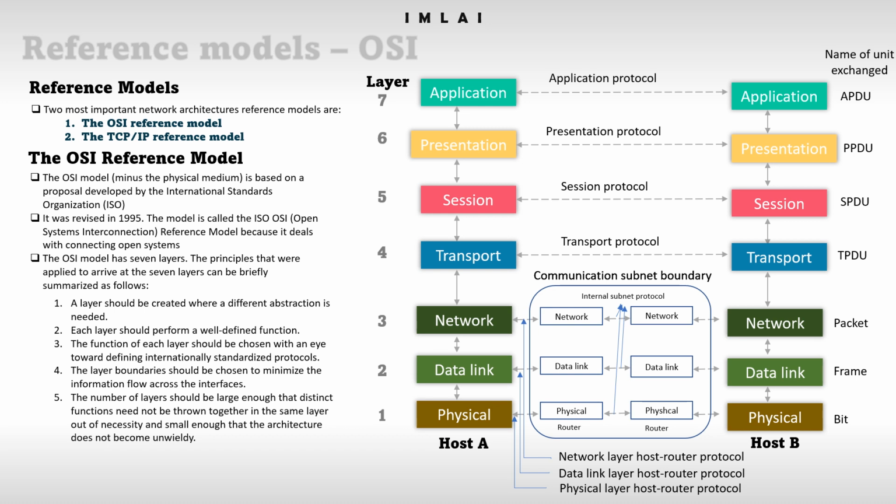And then the last but not the least, layer number 7, the application layer. The application layer contains a variety of protocols that are commonly needed by users. One widely used application protocol is HTTP, that is Hypertext Transfer Protocol, which is the basis of the World Wide Web, WWW. When a browser wants a web page, it sends the name of the page it wants to the server hosting the page using HTTP. The server then sends the page back. Other application protocols are used for file transfer, electronic mail, and network news.